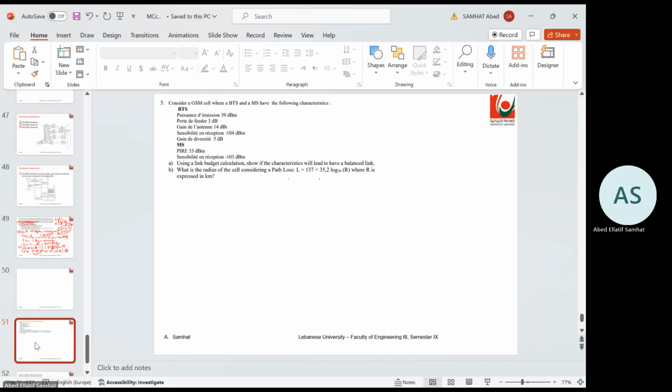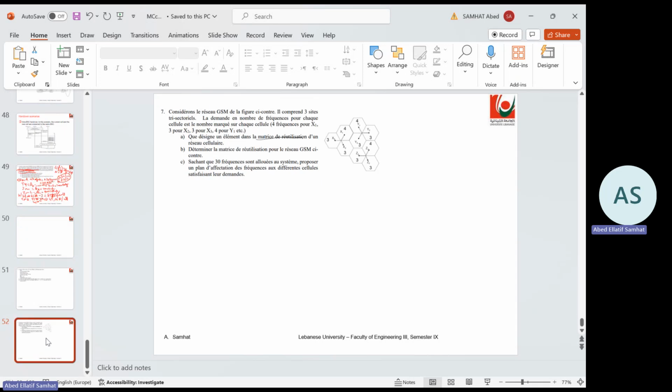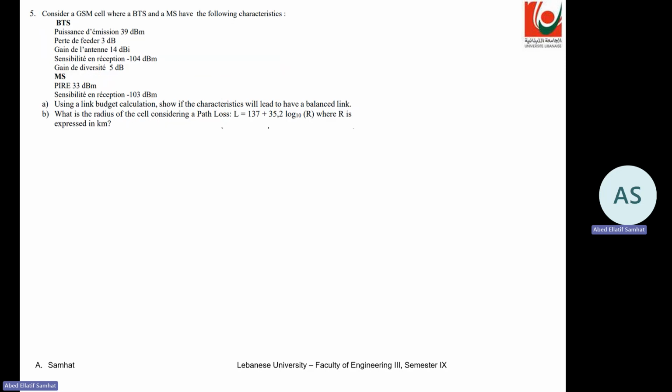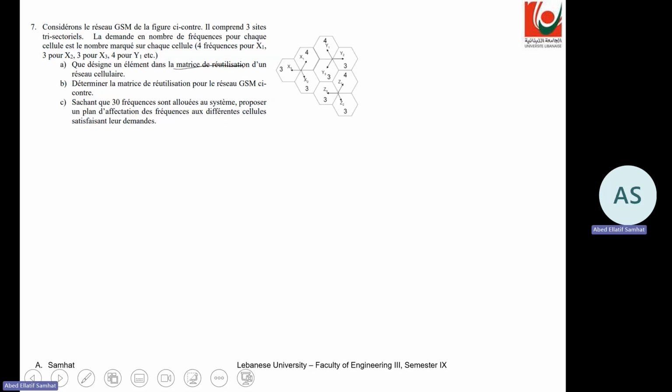The idea here is to consider the following GSM system. We have three sites, and each site has three sectors, three cells. And we have the required number of frequencies in each cell. This means that in Y1 we need 4 frequencies, in Y2 we need 3 frequencies, in X1 we need 4 frequencies, and so on. In each cell the number is the required number of frequencies.